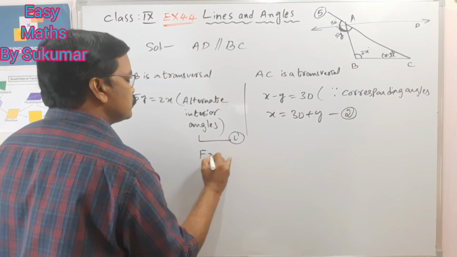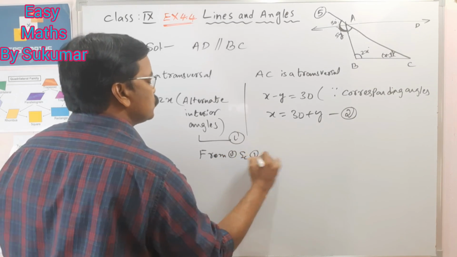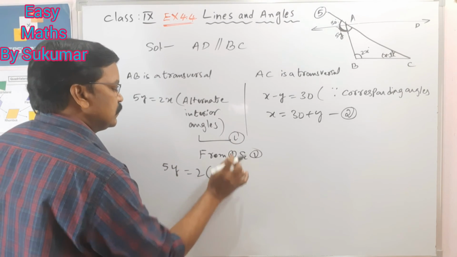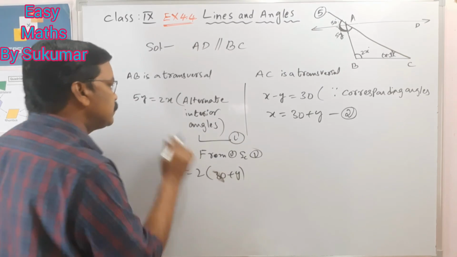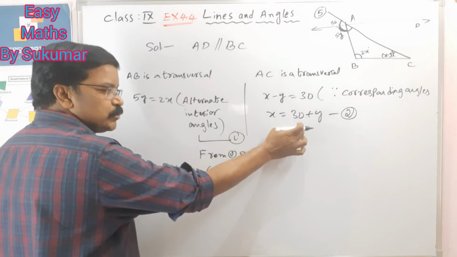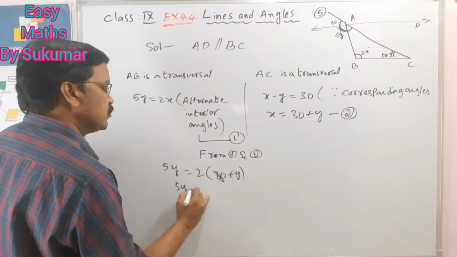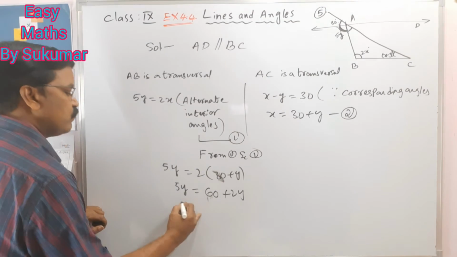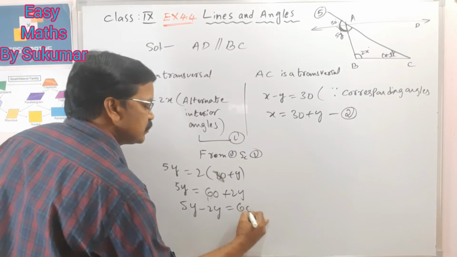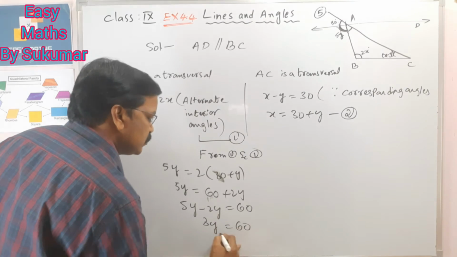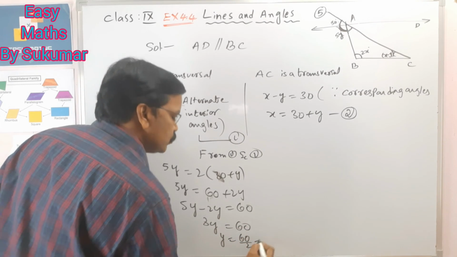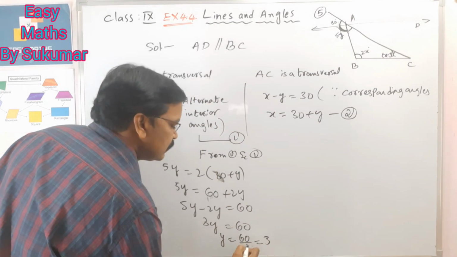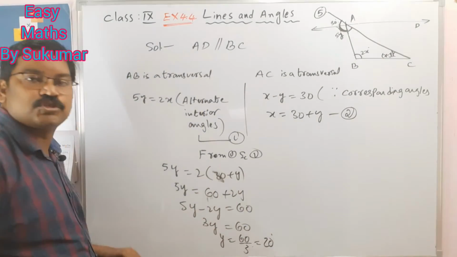From 1 and 2, 5y is equal to 2x. That means 5y is equal to 2 times 30 plus y, substituting the x value, 30 plus y. That means 5y is equal to 2 into 30, which is 60, plus 2y. So 5y minus 2y is equal to 60. 3y is equal to 60. Sorry, y is equal to 60 by 3. That is 20. So y is equal to 20.